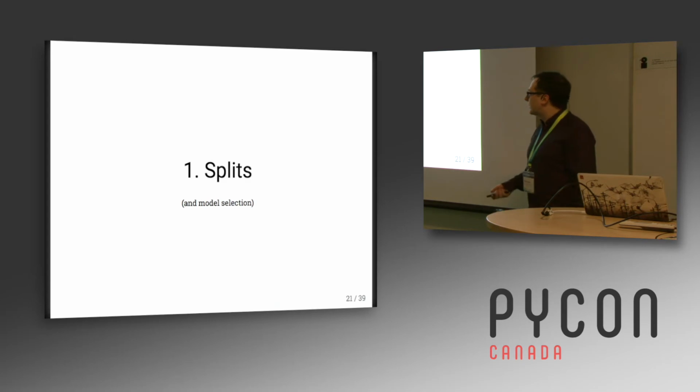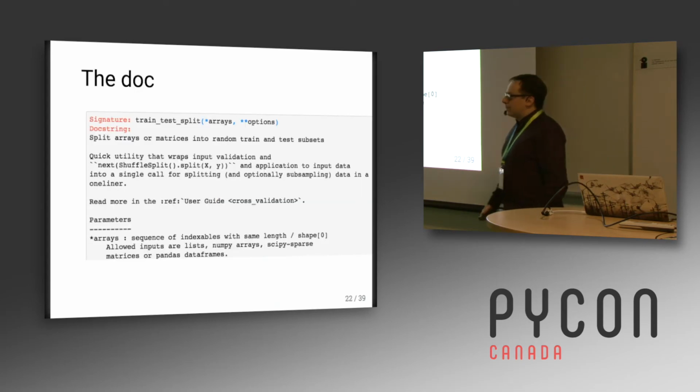First, the splits and the model selection. So the documentation of scikit-learn is really good, but for these things you kind of have to know where to look to find the fact that it's supported. It's not very well advertised, sadly, at least not currently.